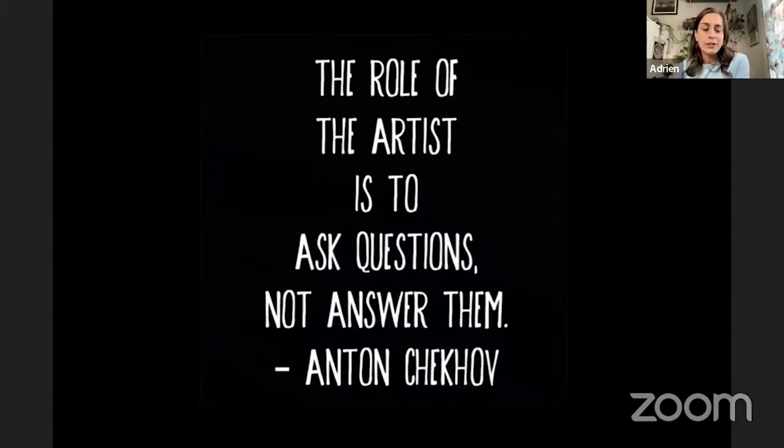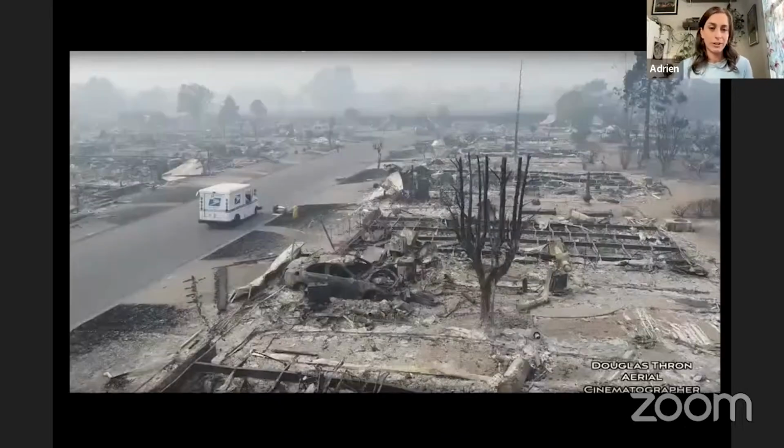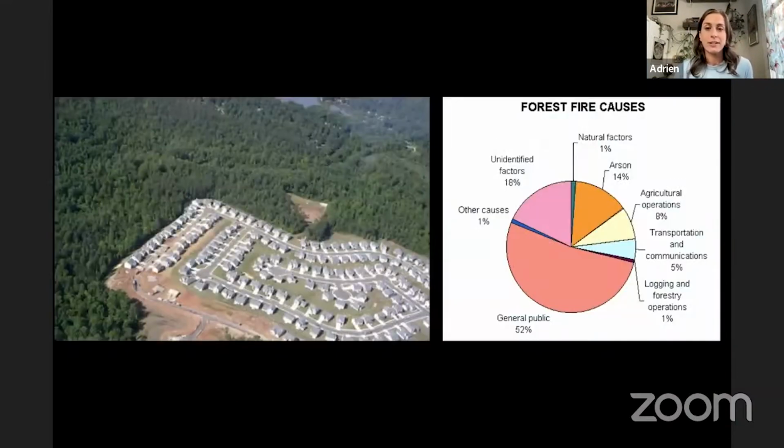And the role of the artist is really to ask questions, not to answer them. So I'm not telling people how they should be living or what decisions we need to make, but I want to know how this happens and why. And is this really a natural disaster, as it's often talked about in the media? If you start to look at the data, only 1% of wildfires are caused by natural factors. Most of the rest of them are human interactions.